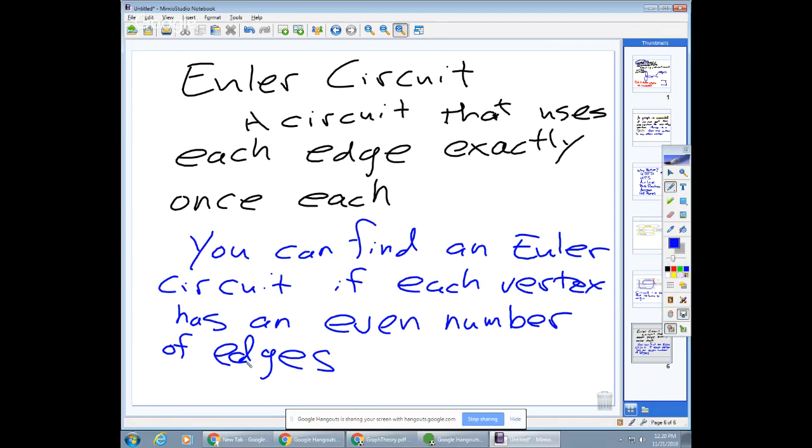So an Euler circuit is where you hit every single edge once each. It's a circuit, so you have to get back to the start. Turns out you can only do that if every vertex has an even number of edges.